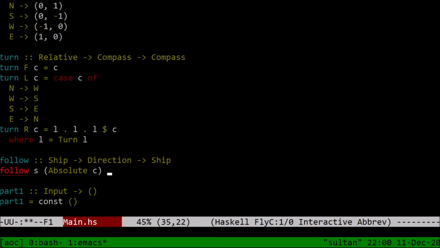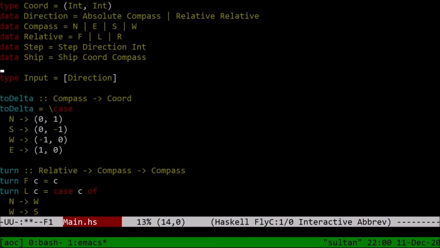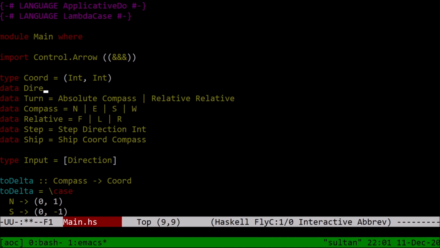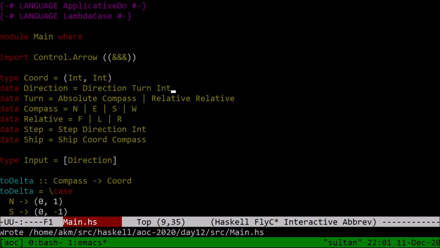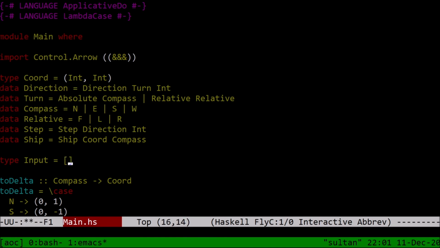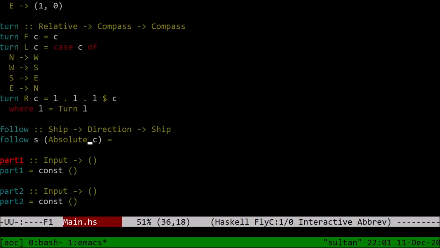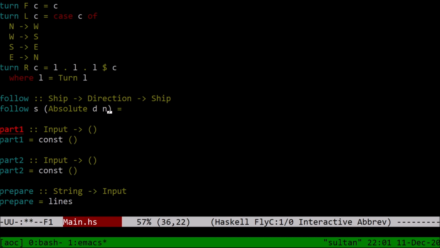So, follow S of an absolute C equals, oh, we don't just want a direction, do we? Yeah, we do. Oh, we need, okay, this is actually a turn. And we want a direction to be a turn, sorry, a direction of a turn and an int. And our input should be a list, right, of directions. Absolute D N. Wait, is that right?